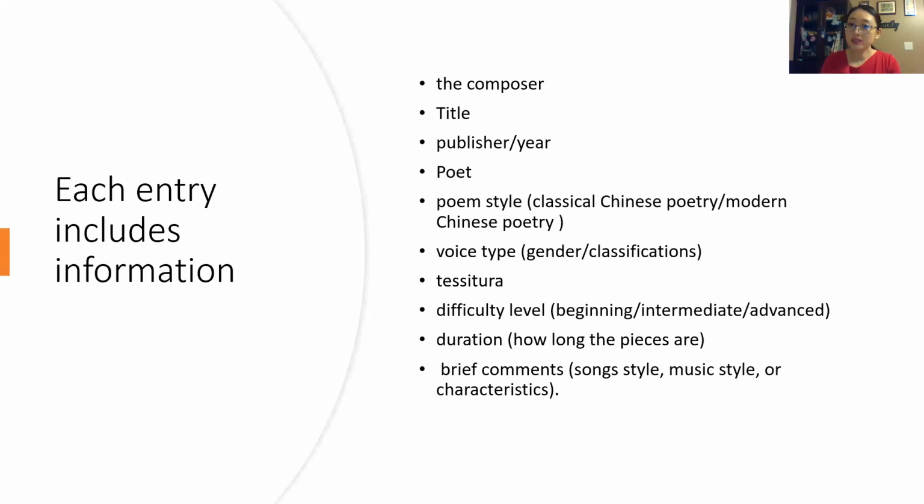All the entries are listed in a notated listing of the songs. Each entry will include basic information like the name of the composer, the poet, the title in English and in Chinese pronunciation, the publisher, the composition year, and the poem style. It depends on whether it is classical Chinese poetry or modern Chinese poetry.